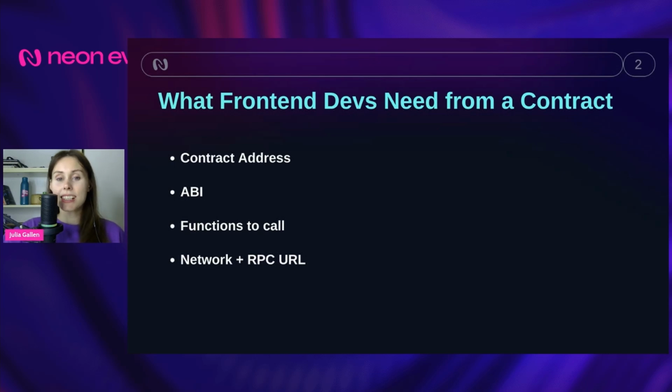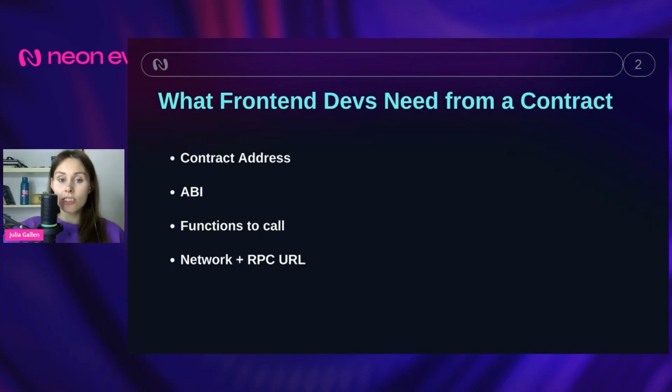The first, of course, is the contract address. This is the location of the contract on the blockchain, and we are just going to pass the contract address in, for example, our env file, environment file, and we are going to be able to send transactions or read the state of this contract when we know its address.